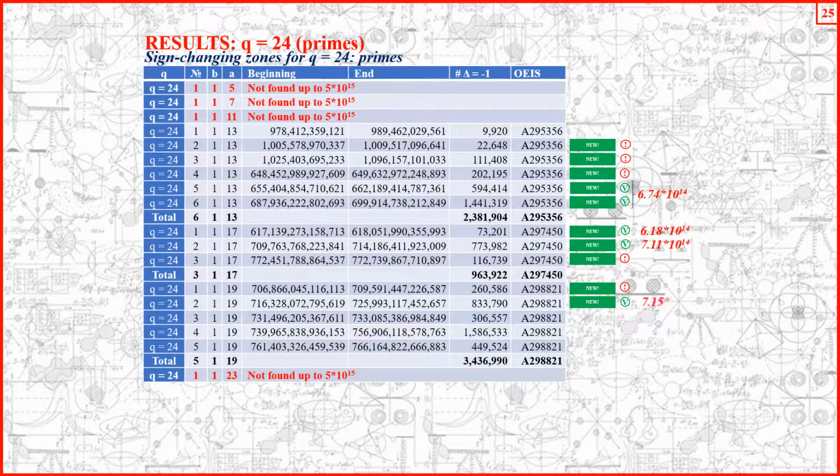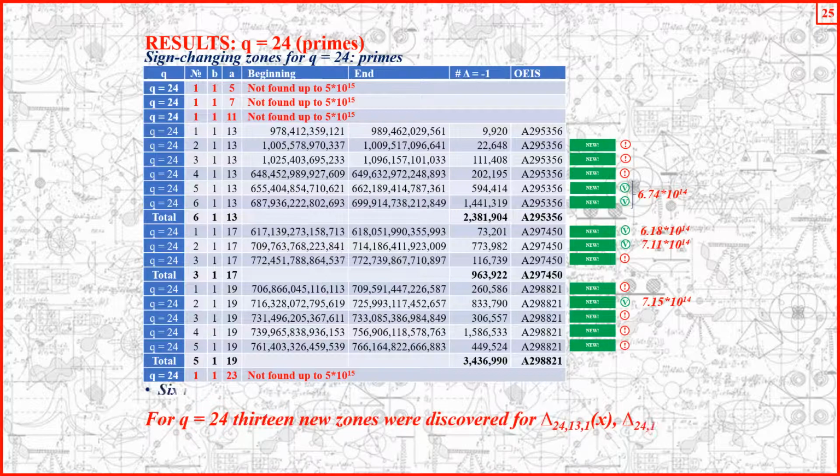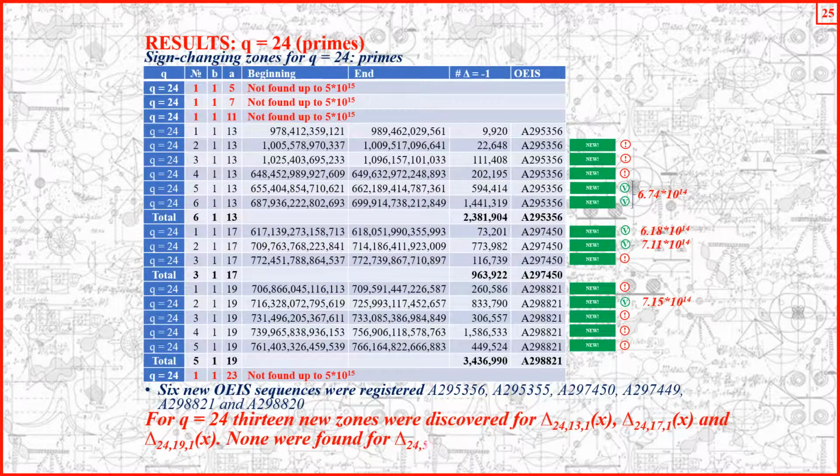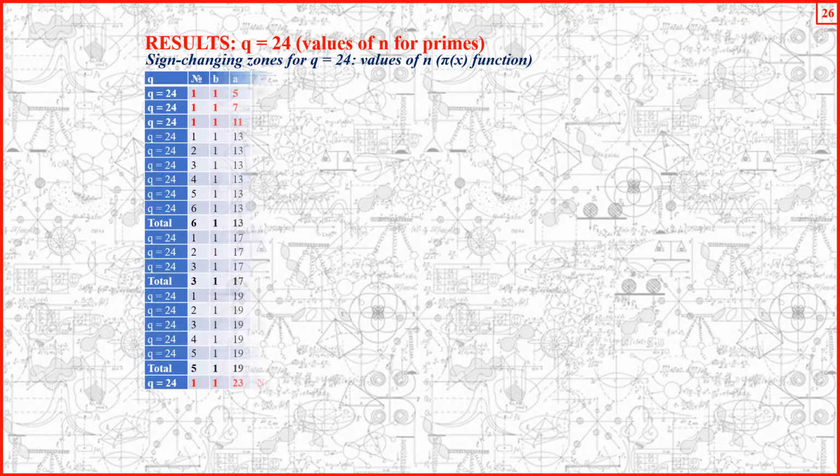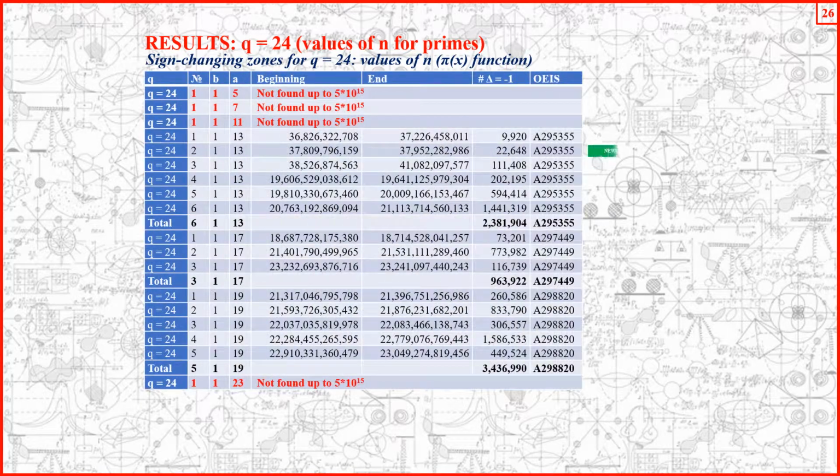As you could see, some of the found zones matched predictions, but many did not. For example, for 1 versus 13 case, predictions failed to locate 3 smaller zones before the correct value for the other 2 larger ones. For modulo 24 case, 6 new sequences were registered with the online Encyclopedia of Integer Sequences.